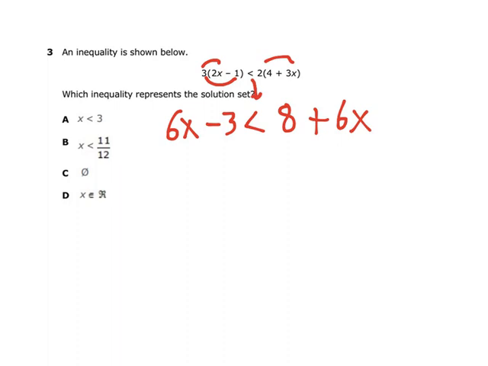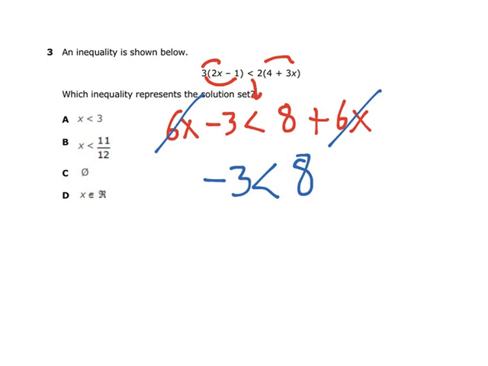Okay, notice I have a 6x on both sides, a positive 6x on both sides, which means if I subtract 6x from one side, it goes away on the other side. So let's do that. 6x, they go away. Now what my inequality says is minus 3 is less than 8. Is that true? It is true, but did we solve for x? Is there a solution set? No. Okay. Well, there is a solution set.